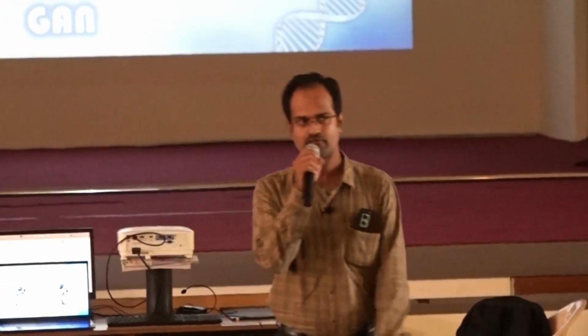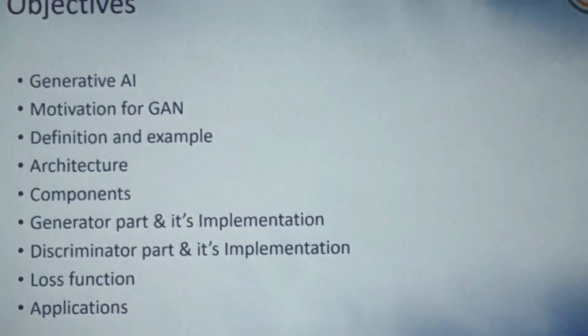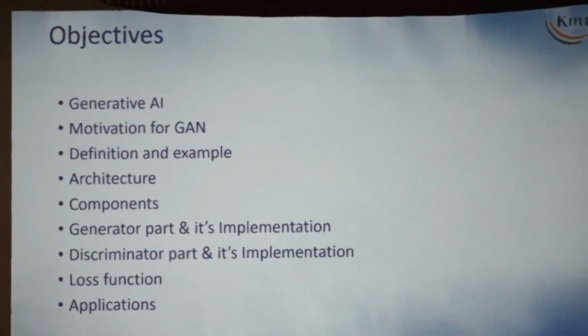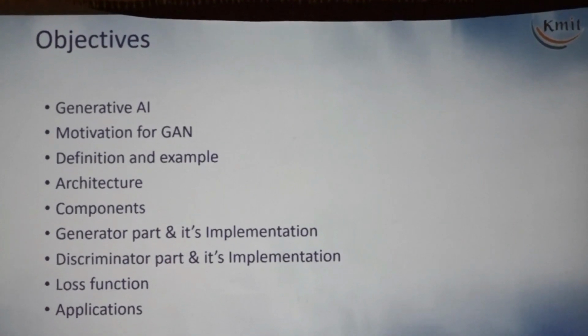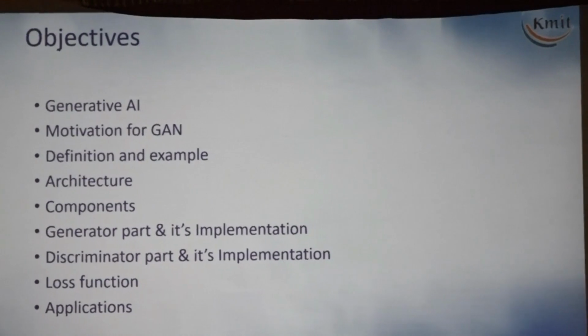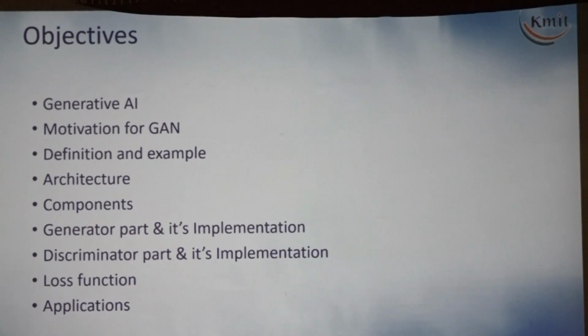Now we will start with the concept, and of course we will go with generative AI, what is generative AI, and then the motivation for the GAN, and GAN concepts, components, and how to implement all these concepts. We will go through that. I will try to explain some code also, and I will try to execute the program also, right?